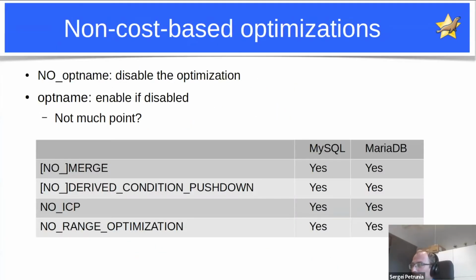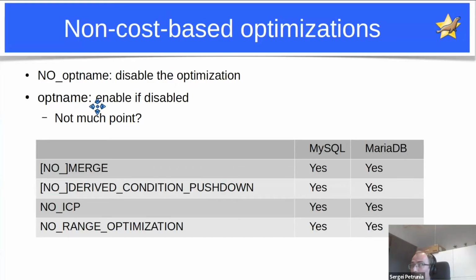Well, besides cost-based optimizations, there are some optimizations that are not cost-based, which are done unconditionally, like merging subqueries or doing push down to derived tables. Here we again follow what MySQL did. Well, and disabling optimization makes sense. You just tell the optimizer not to do that, and it won't do that. I'm not sure what is the logic to enable them.